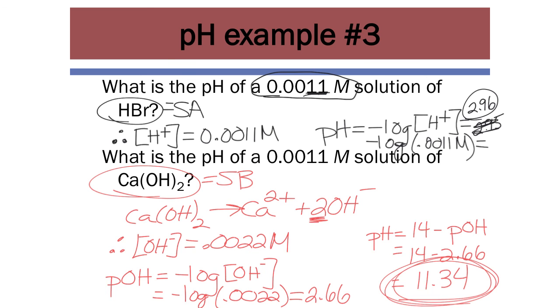Now, additionally, from the hydroxide ion concentration, we could have figured out the hydrogen ion concentration and then found the pH. So there are going to be different ways to attack these problems.